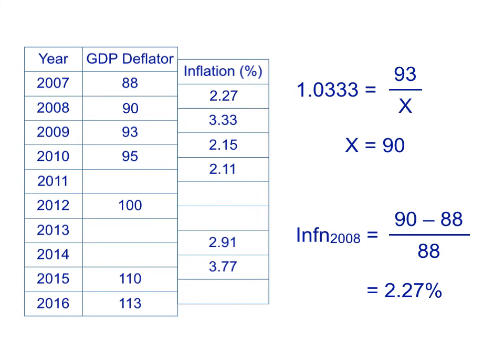We can continue on. 95 divided by 93 gives me 1.0215 or 2.15%. Our next value for 2011 would be 97 for the deflator.